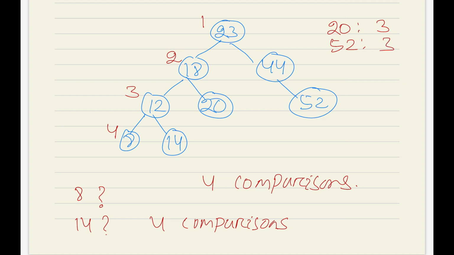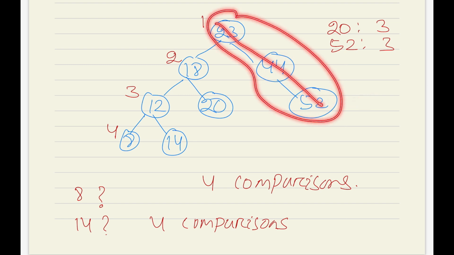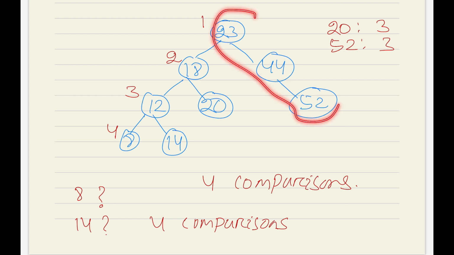So to check whether 52 is present in this list or not, first compare 52 with 23. 52 is greater than 23, so move to the right. Compare 52 with 44. 52 is greater than 44, so move to the right. Now 52 is equal to 52, so we can say 52 is present in this list. If we follow this path, how many total comparisons do we perform to find 52? 3 comparisons. That's why we have written 3 here.